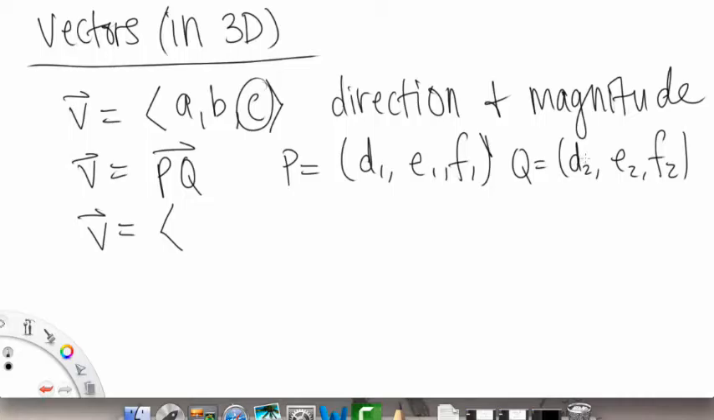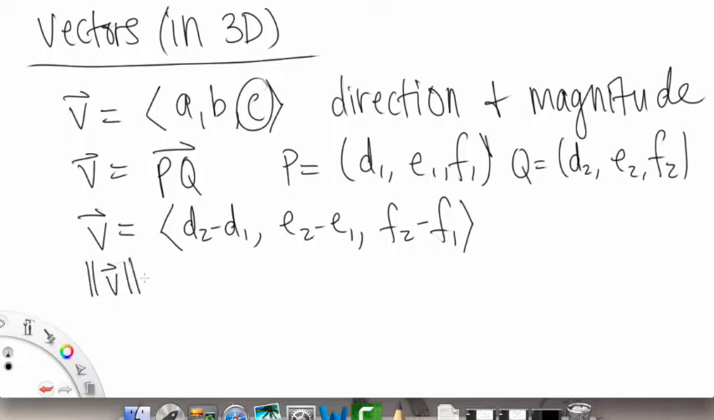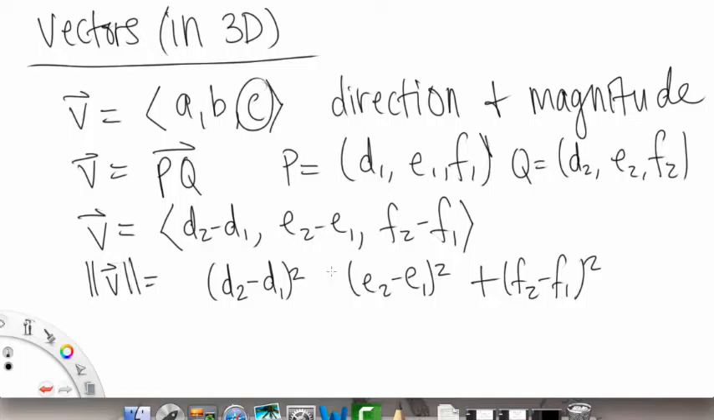So we're going to take the components of the end point and subtract from them the components of the start point. So we'll have d2 minus d1, comma, e2 minus e1, comma, and f2 minus f1. Okay? So those will give you your components there. And then the other thing is just finding the magnitude. Again, it's the same process. You're going to take each component of our vector, square them separately, add them together, and put them under the square root sign.